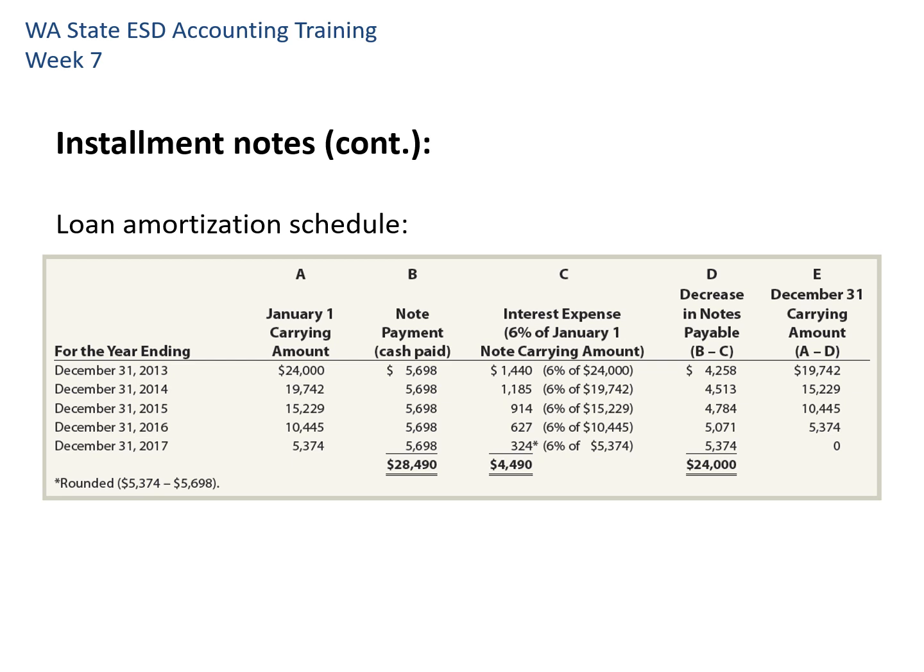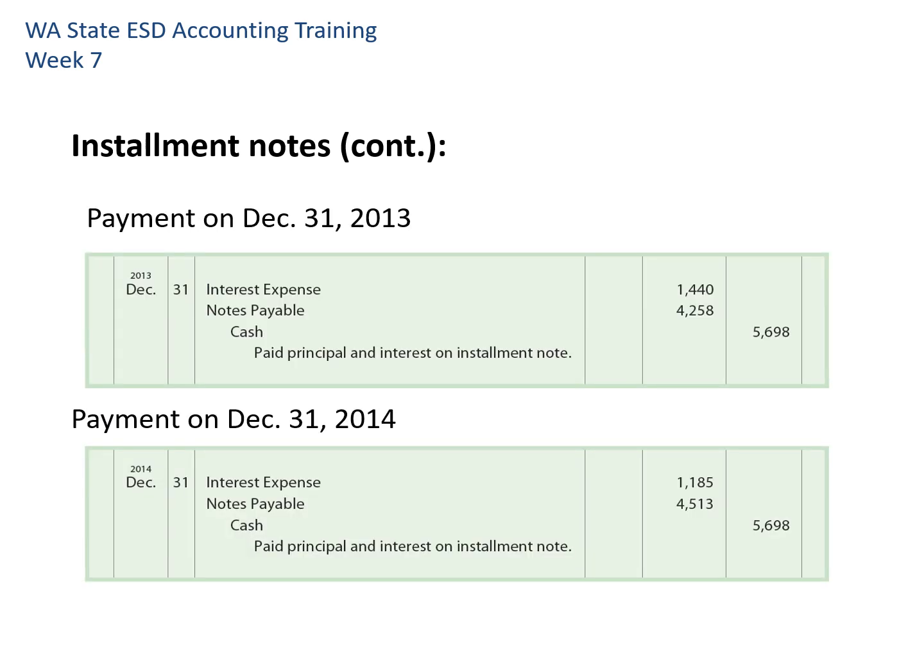The reason I need to do this is as I make each of those $5,698 payments, I know that I'm going to credit cash for $5,698 because cash is leaving my business, but I need to know what to debit. So in this case here, in the first year, I will debit interest expense for $1,440 and debit note payable for $4,258. And of course credit cash for $5,698. The next year my debits will be different based on the amortization table. So hopefully that makes sense.